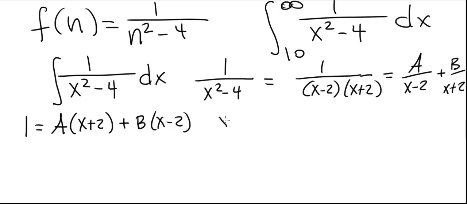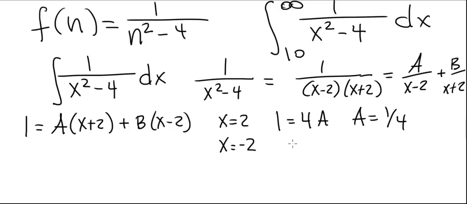Let's plug in x equals 2. The left hand side is 1. The right hand side is 4a. So a must be 1/4. Let's plug in x equals minus 2. We have 1 equals minus 4b. So b is equal to minus 1/4.